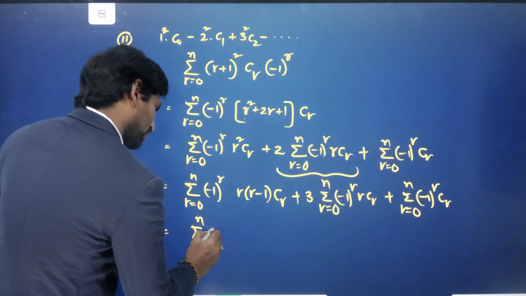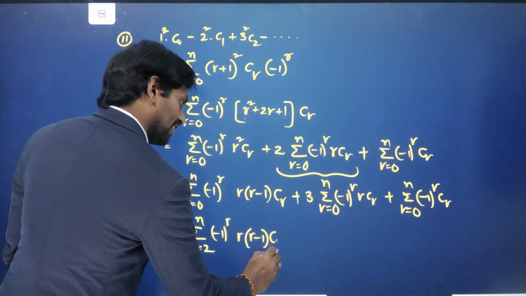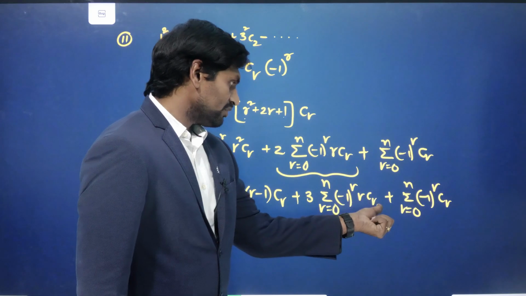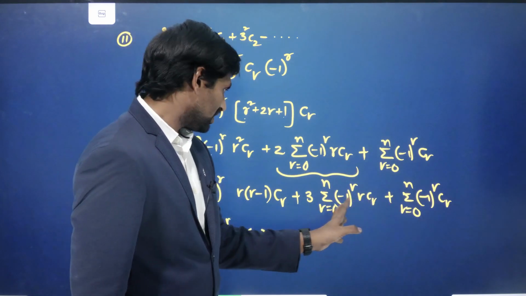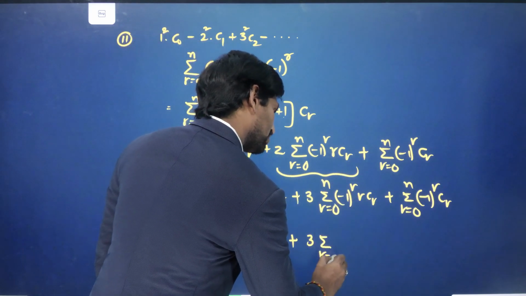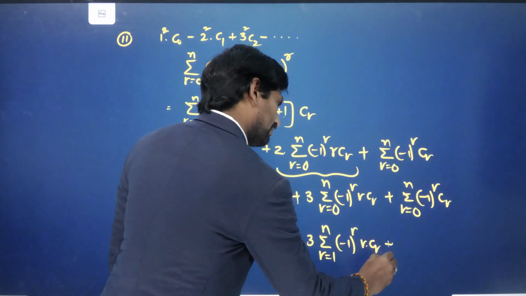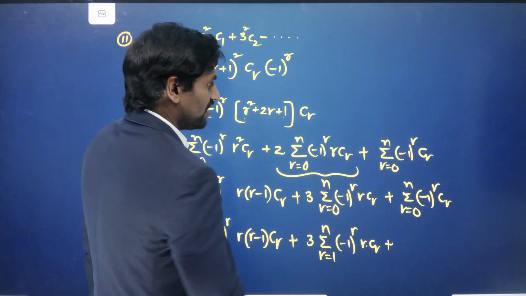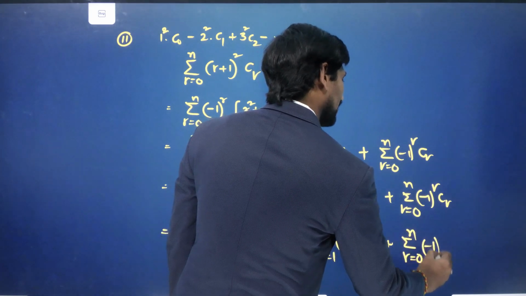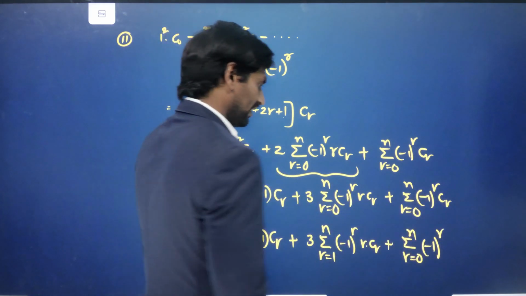So r equals 2 to n minus 1 power r into r minus 1 cr plus, here let us check r equal to 0: 0 into c naught becomes 0, so it is not worth it. So if r is equal to 1, you substitute, we will get it. Sigma r equals 1 to n minus 1 power r into rcr plus, here r equals 0, it will be worth it, 0 to n minus 1 power r, because if you take minus 1 power 0 it becomes 1, only c naught, 1 c naught we can write.